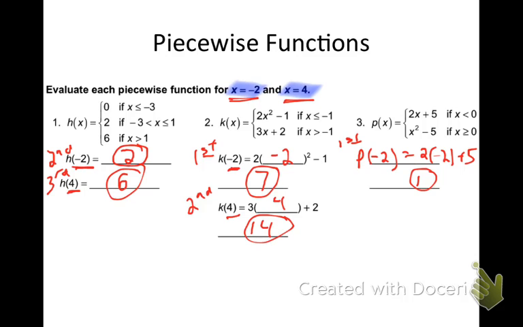And then I plug in 4. So I have p of 4. That goes into my second function because it's greater than 0. So that gets me 4 squared minus 5. 4 squared is 16 minus 5 is, I get an answer of 11. And those are piecewise functions. And again, it's functions broken up into separate pieces depending on the domain.